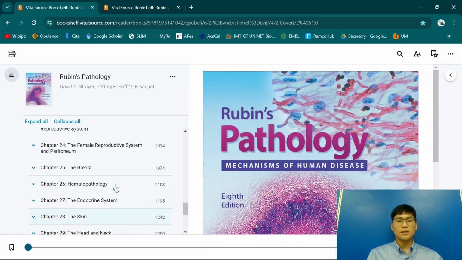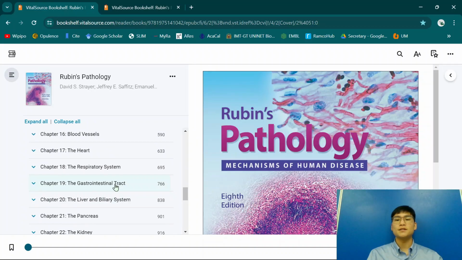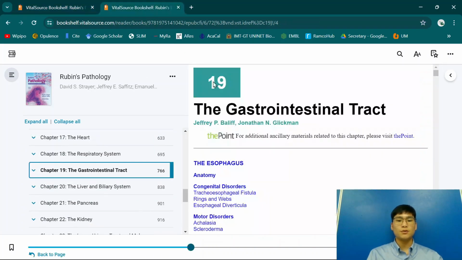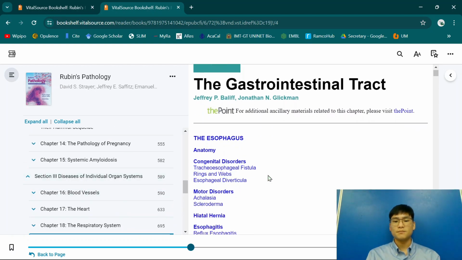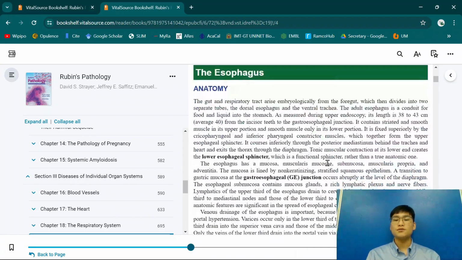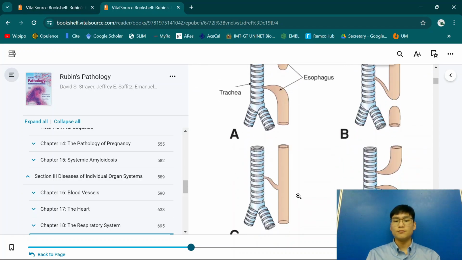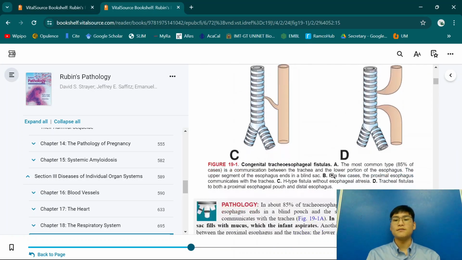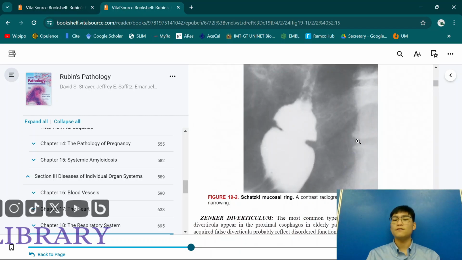So now let's have a look at one of the particular chapters to see what this book entails. So we will look at the gastrointestinal tract, the GIT. So this will be under the third section, which is diseases of individual organ systems. So now this book has many illustrations to allow students to visualize what they're learning. So you can see here, it's all in color and illustrated clearly. We've also got real life photos.